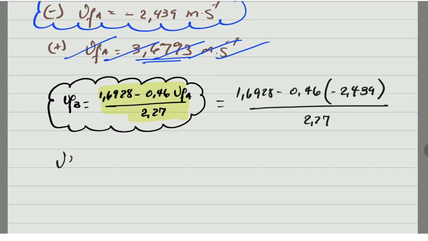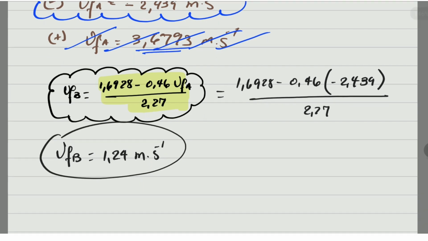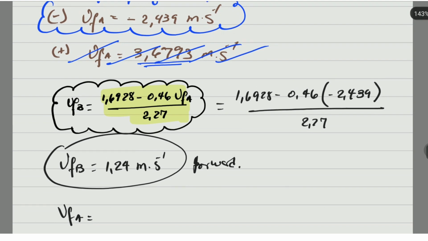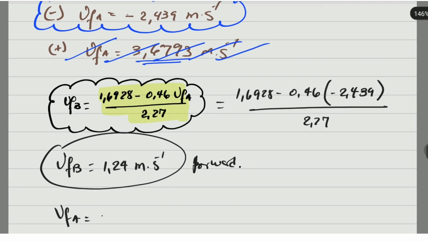And the answer is going to be 1.24 meters per second. So if you want to give the final answer now, as we used to do in the other videos, we're going to say that this one is in the positive direction or forward. And then for final velocity A, we're going to write here, the answer was 2.439 meters per second backward. And this is the question.